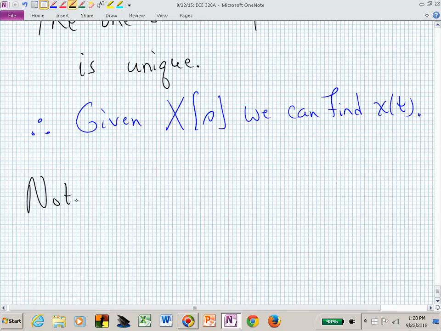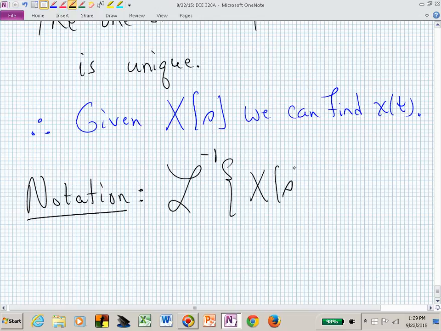And you need to really pay attention to this notation now. How do you think we notate the inverse Laplace transform? The Laplace transform looked like this, didn't it? If we want to invert that, we get very creative and we put an inverse on the script L.